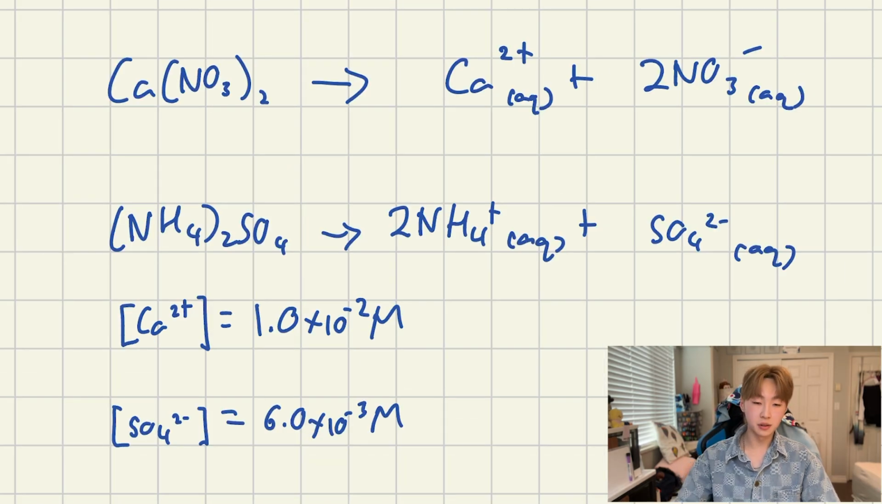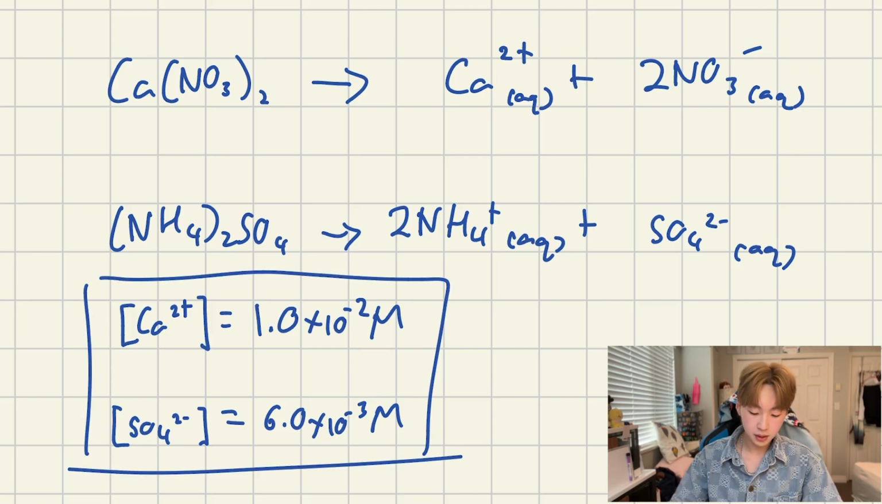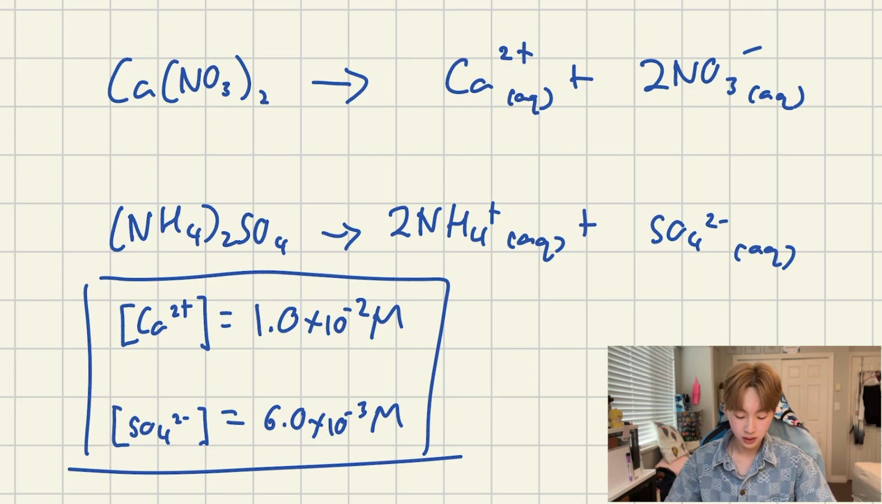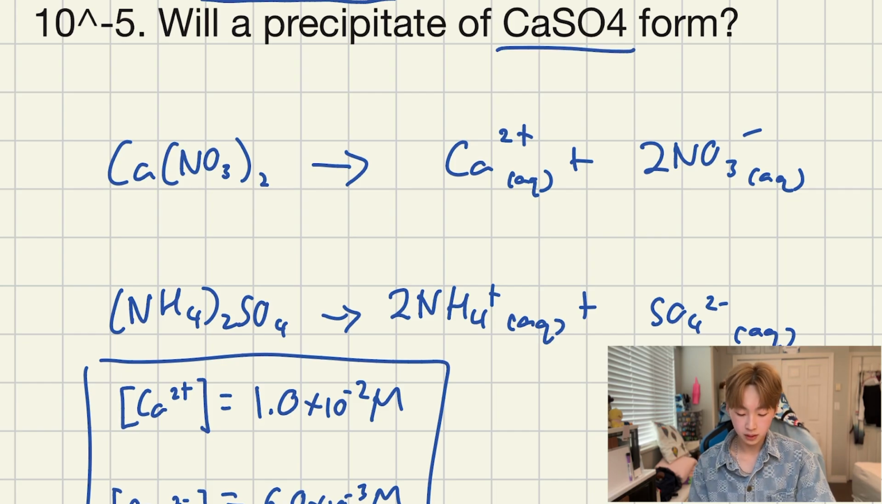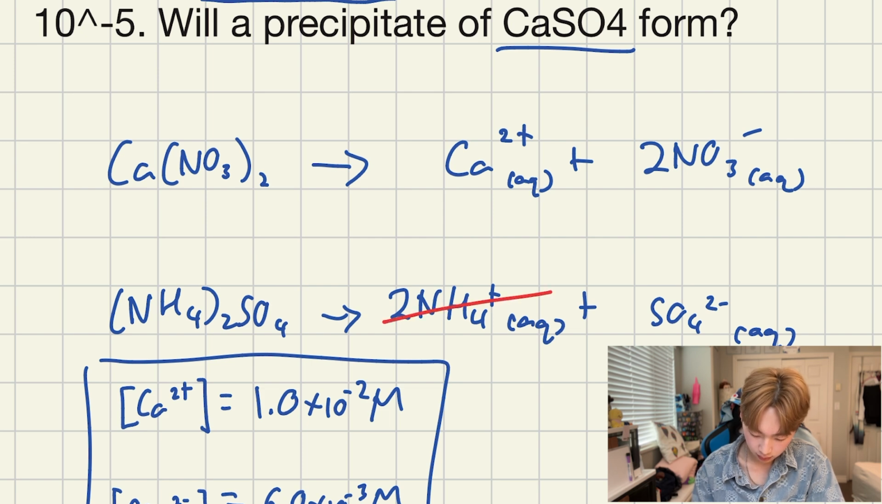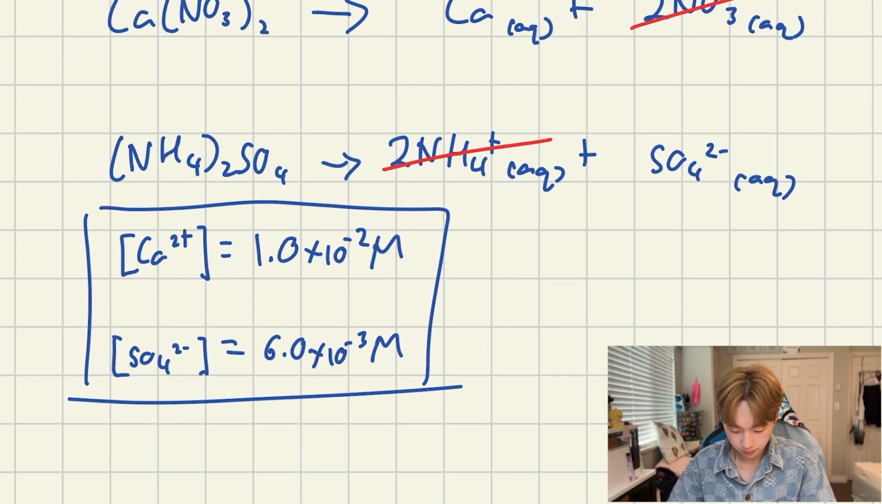So I'm going to skip how to do this step because it's just Chem 11, but you should find that these are your concentrations. And the reason why I'm finding concentration for Ca2+ and SO4 2- is because those are the only ions that actually matter, because it's asking if a precipitate of CaSO4 will form. So we can ignore the NH4+ and also your NO3-. Those are not significant in this question.